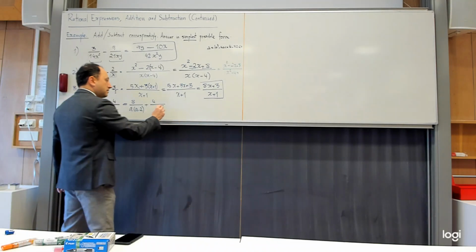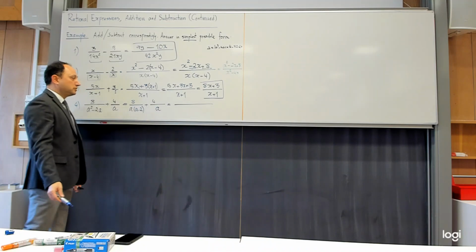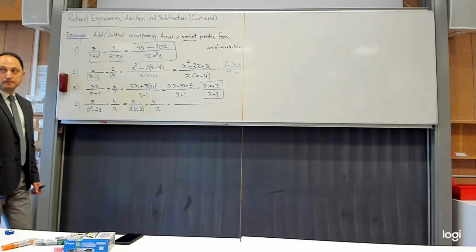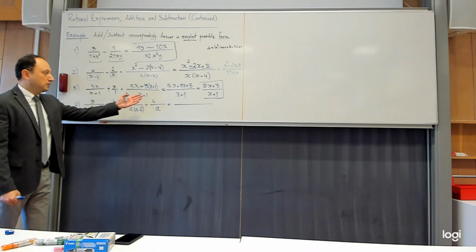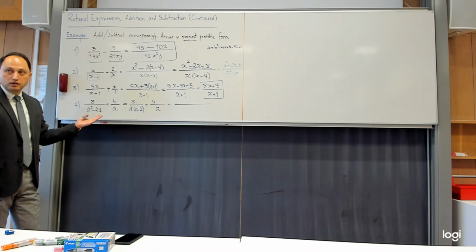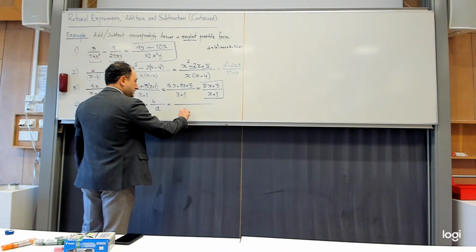And then think about the least common multiple. What would be the least common multiple? Can you tell me? This is the most important part. If you don't have any problems here, the rest of it is just simple algebra. Yes? A times A minus 2. Yes, this will serve as the least common multiple.